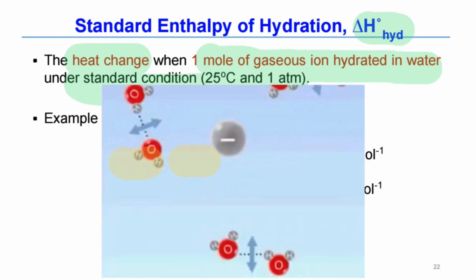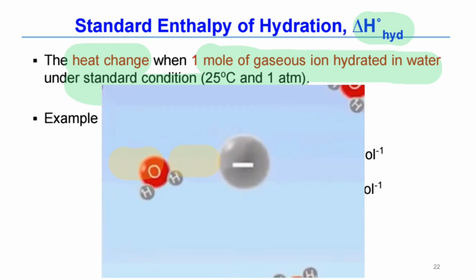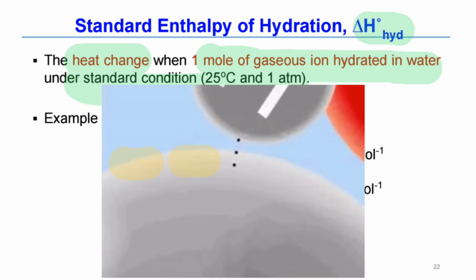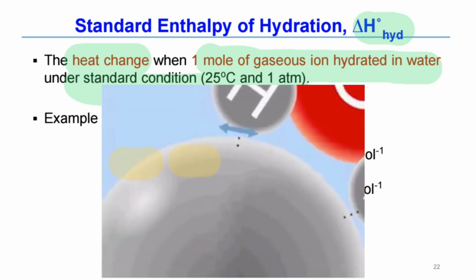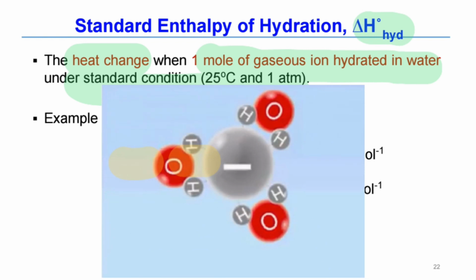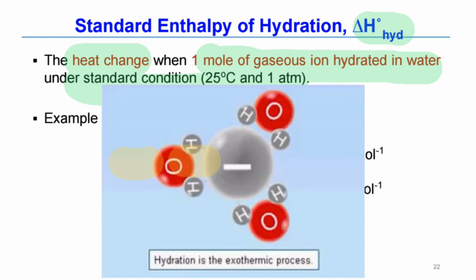In this process, some of the hydrogen bonds between molecules of water are broken and replaced by much stronger ion-water interactions. The amount of energy required to break water-water hydrogen bonds is far more than compensated for by the energy released by the interaction of ions with water molecules. So, the hydration process is always exothermic.